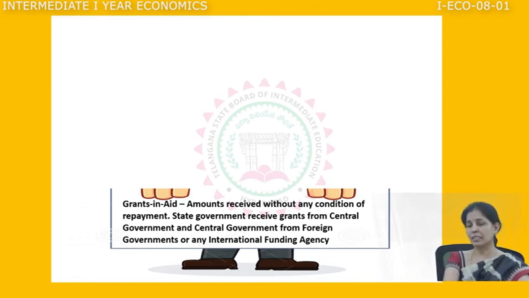So these are the different kinds of revenue the government gets: tax revenue and non-tax revenue. Tax revenue has direct taxes and indirect taxes. Non-tax revenues are commercial revenue, administrative revenue, loans and advances, and grants in aid.